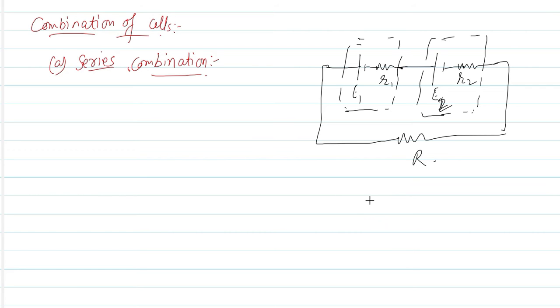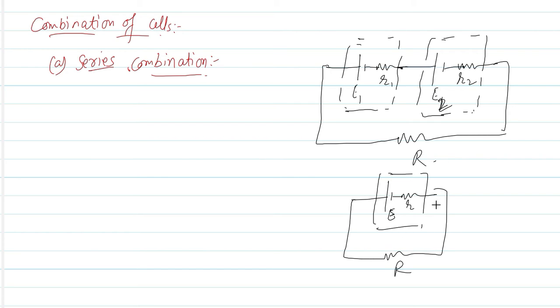Let us suppose there is one more cell which can represent the equivalent of the combination of given cells. Then the circuit diagram would appear like this, and the point is that if it is the equivalent of this combination, then it must draw the same current as is drawn by the actual combination, right? So here suppose current I is flowing, so here the same current I must be flowing. This is what happens in series combination.